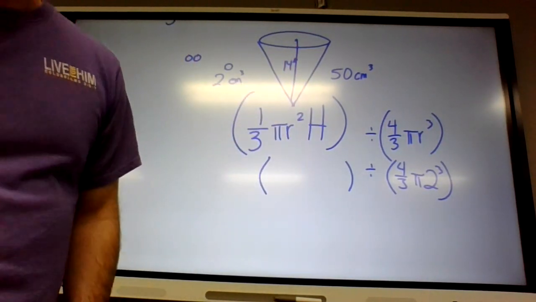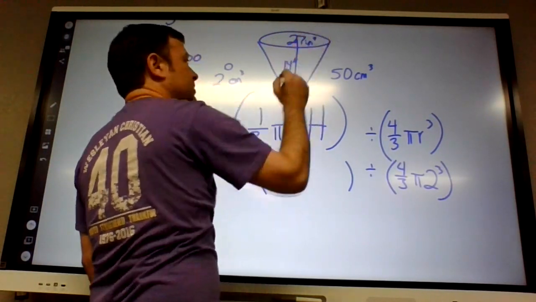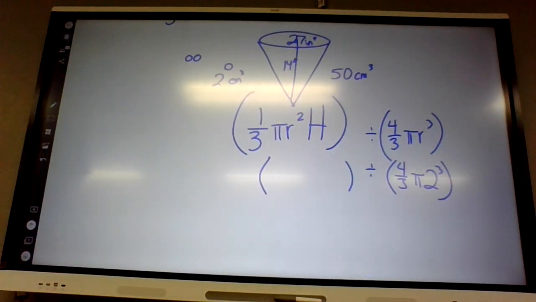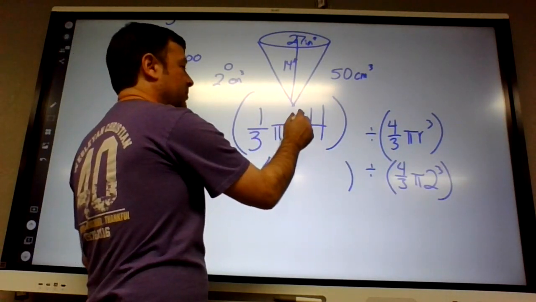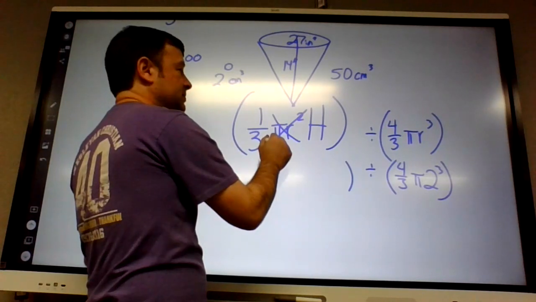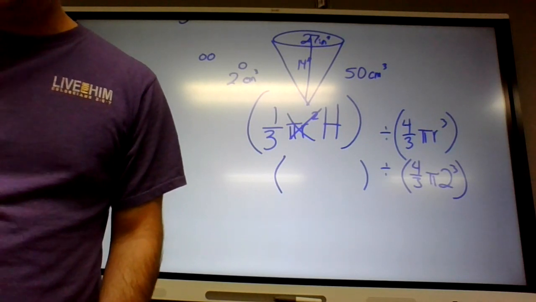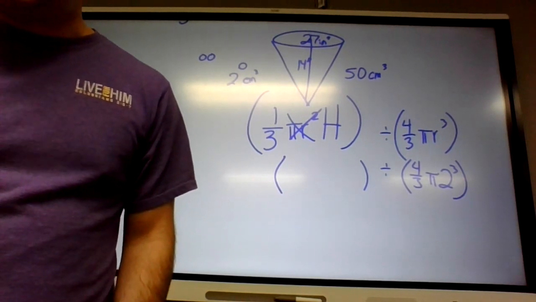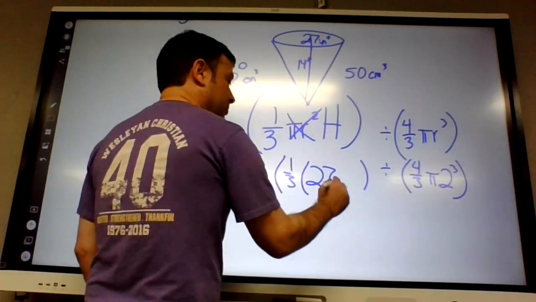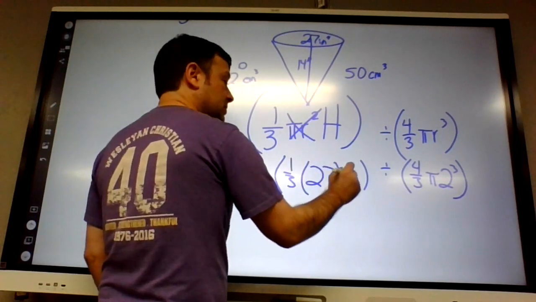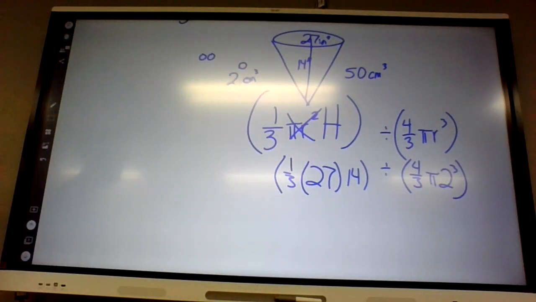Okay, actually they already found the base area for us. You guys know how I knew that? Because it just said the base is 27 square inches. So we don't have to do the r squared part, because they already told us what the base area was, like the circle. So the 27 is going to go where the circle area went. The height of the cone is 14, so that would do it.